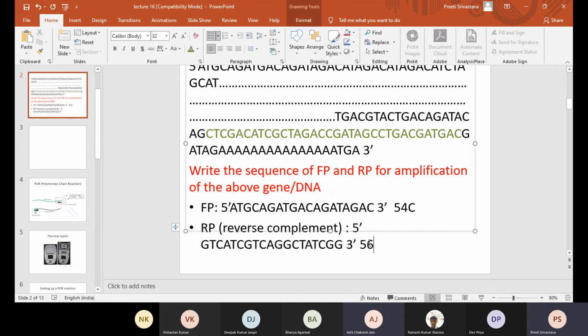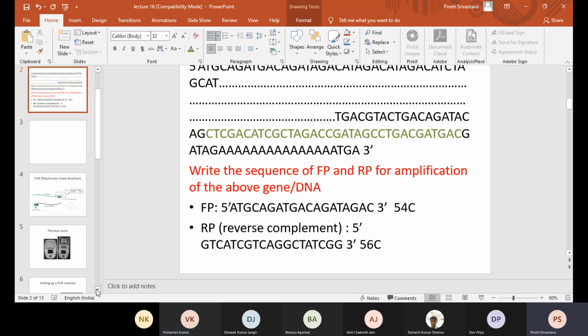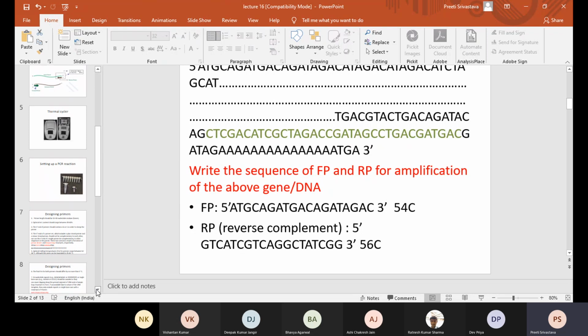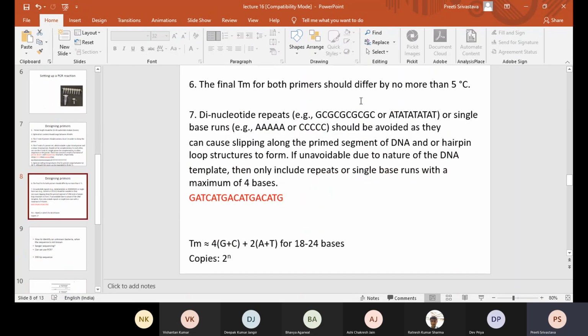Okay. So why is it a good primer, Arshi? First, because it's within the TM range, right? And second, because it ends with a G. And third, because of the last rule that we discussed: less than a 5-degree difference between the two. Between forward and reverse primer, that's the sixth rule. The final TM for both primers should differ by no more than 5 degrees. So then it's a good primer pair.